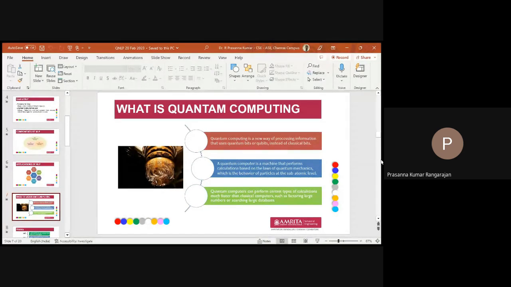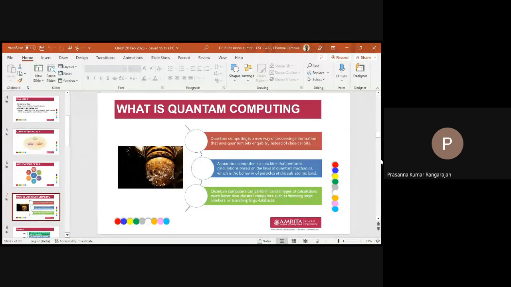So this quantum computing, I can say that there are two words. One is quantum, another one is computing. The word quantum originates from, of course, the quantum mechanics of physics. It's a very basic theory in physics. So I can say that quantum here refers to the scale of atoms and molecules. Matter behaves in a quantum manner here.